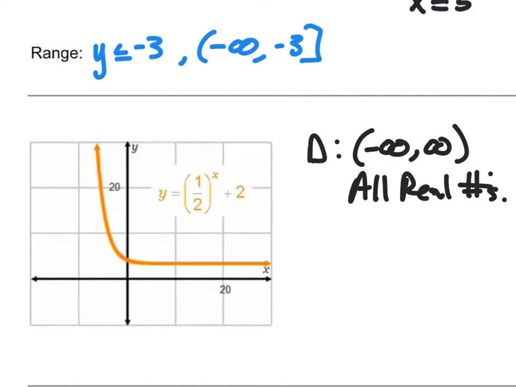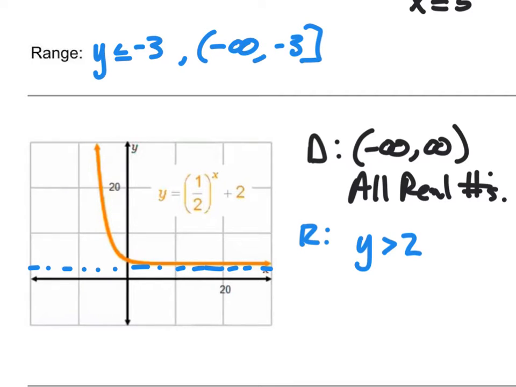But then the range, okay, is a little bit different. The range, because of this plus 2, shifts the graph up 2. And what we get is that y is greater than 2. Now, we don't include 2 because there's actually an asymptote at 2 that this graph doesn't touch, okay? And we found that out from the exponential unit when we did it back in the first quarter.